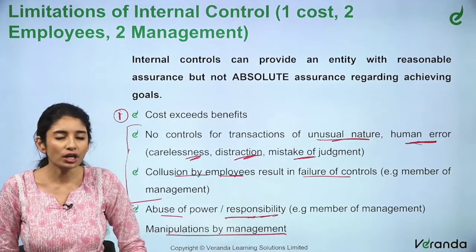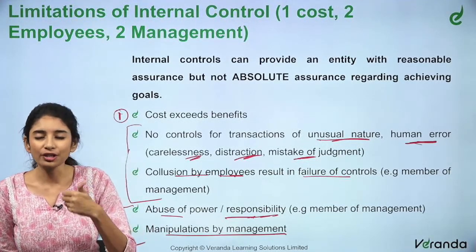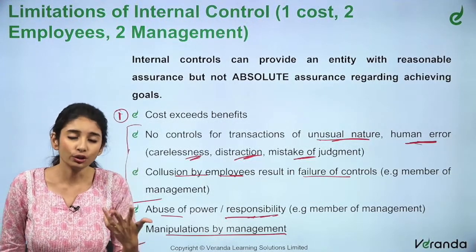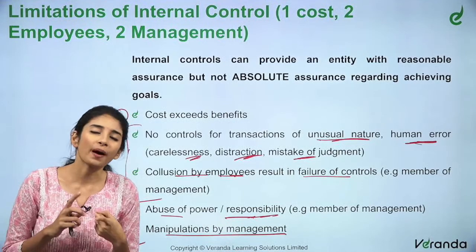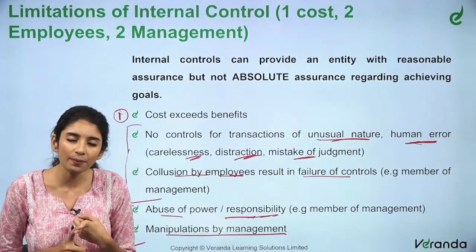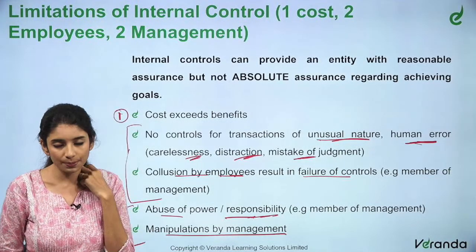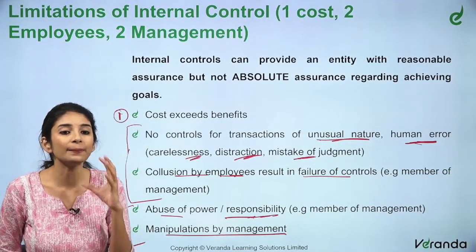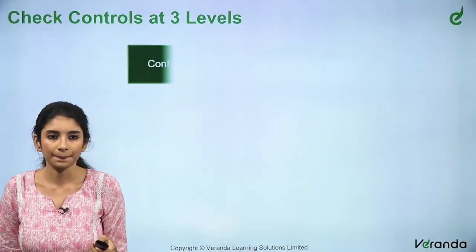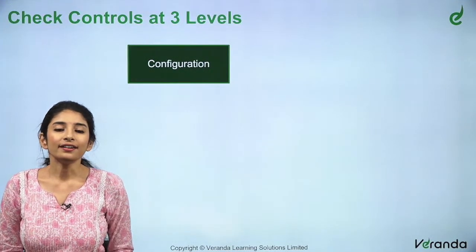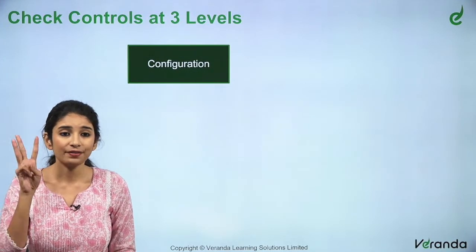So, 1 point on cost, cost exceeds benefits. 2 points on employees, unusual transaction, human error and collusion. 2 points on management, abuse of power by management, and manipulations by the management. So, guys, we're doing limitations of internal control. Clear? Awesome.